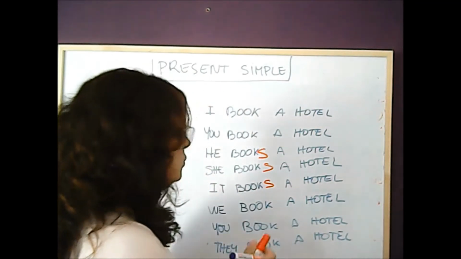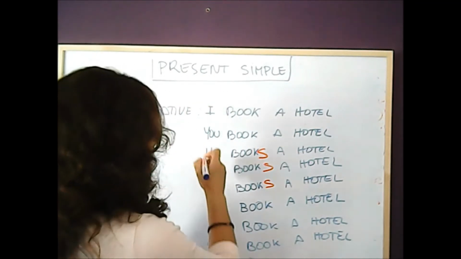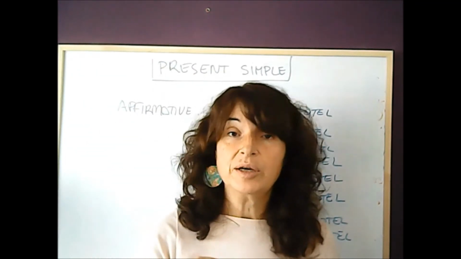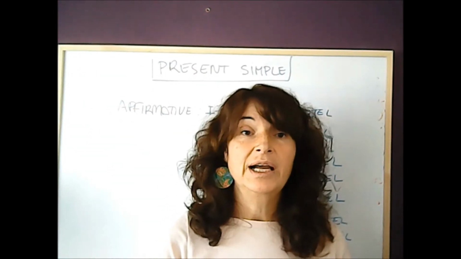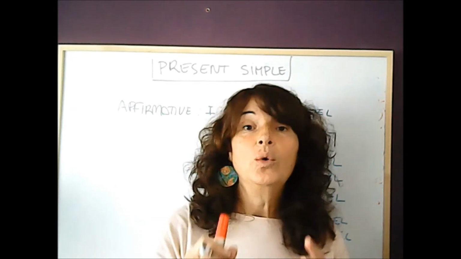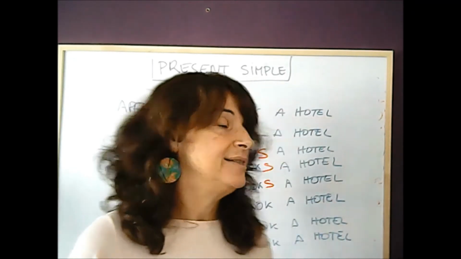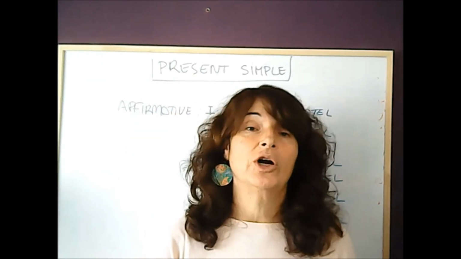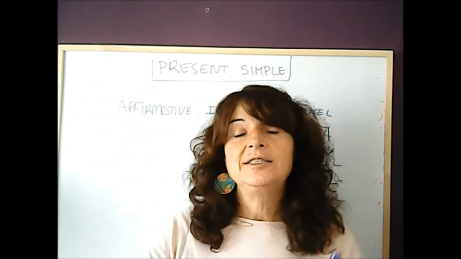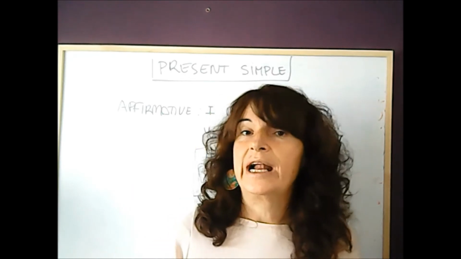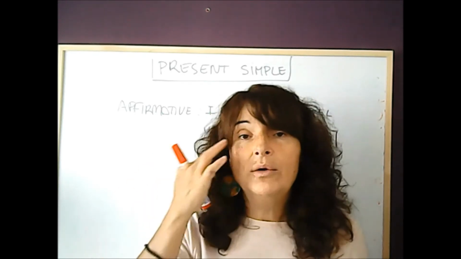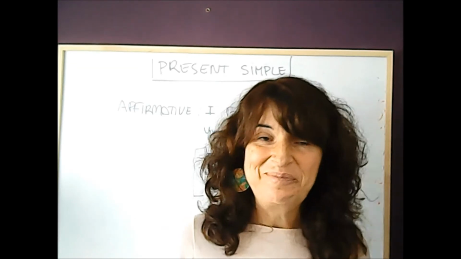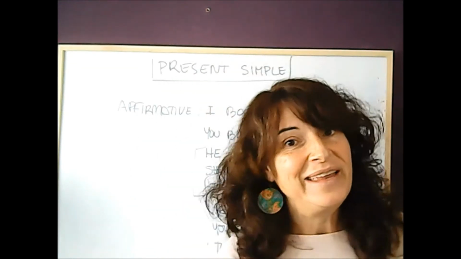Okay, so we see that in the third person of singular, la tercera persona del singular, he, she, it, we add an S. Afegim aquesta S. If you forget this S, it's not a big mistake. No és un gran error. But if we know and we remember, it's better. Okay? Let's go with the negative.